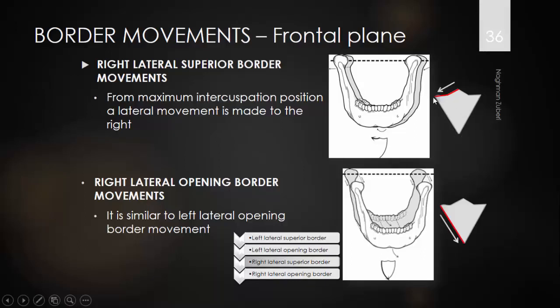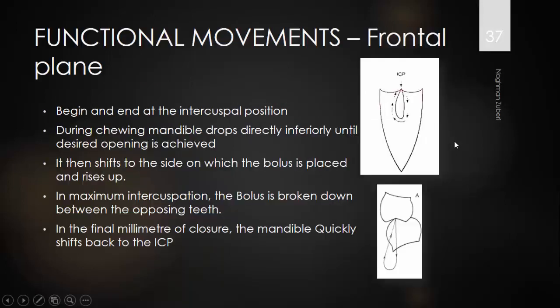The functional component of the frontal plane begins and ends at the intercuspal position. During chewing, the mandible drops directly inferiorly until the desired opening is achieved. It then shifts to the side on which the bolus is placed and rises up. In maximum intercuspation, the bolus is broken down between the opposing teeth. In the final millimeter of closure, the mandible quickly shifts back to the intercuspal position.